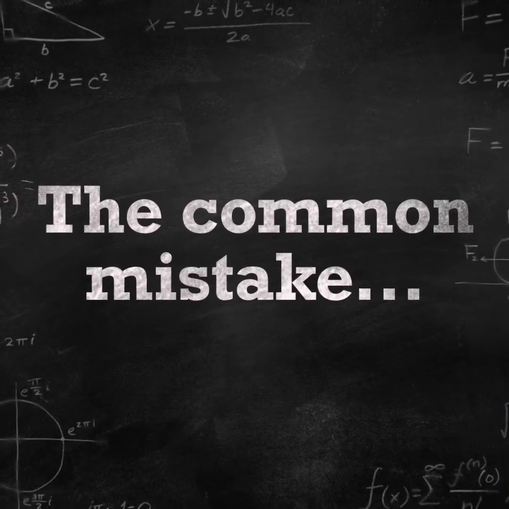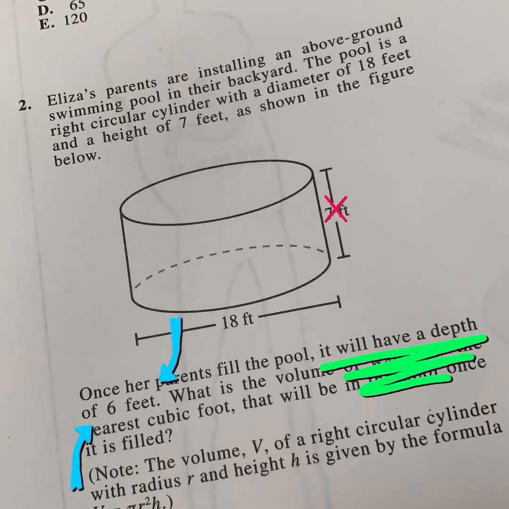The common mistake most people would have made for this problem is using a height of 7 feet. And this is where reading the problem and understanding the problem is very important. If you read through it too fast or don't pay attention to what's being asked of you, you will skip over the 6 feet that I'm pointing to in the blue. Also, if you pay attention to what's underlined in green, it's telling you that the pool will have a depth, or once it's filled with water, it will have a depth of 6 feet. So we want to know how much that is when it's filled, not what the pool is itself, but how much water we use to fill the pool.